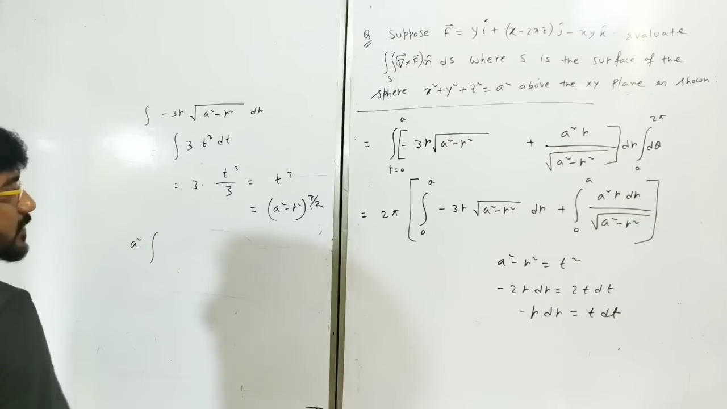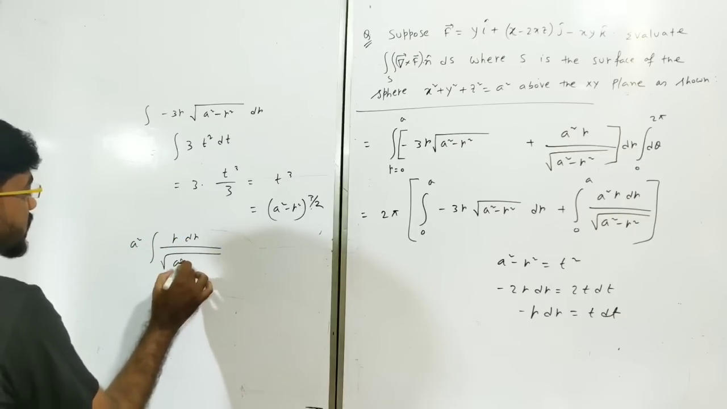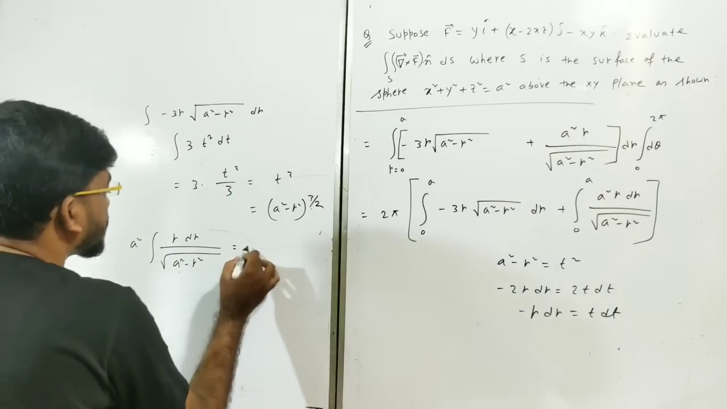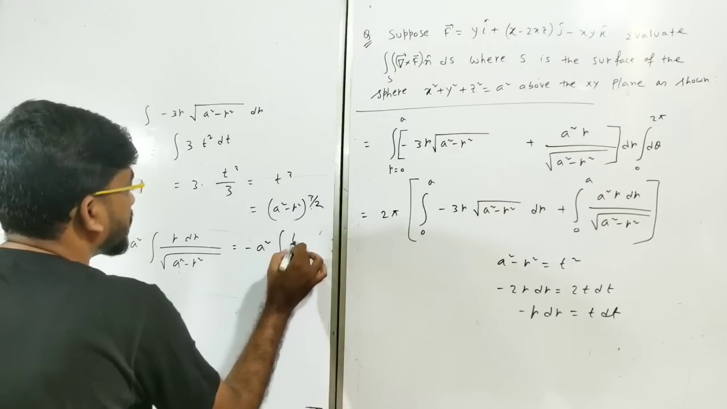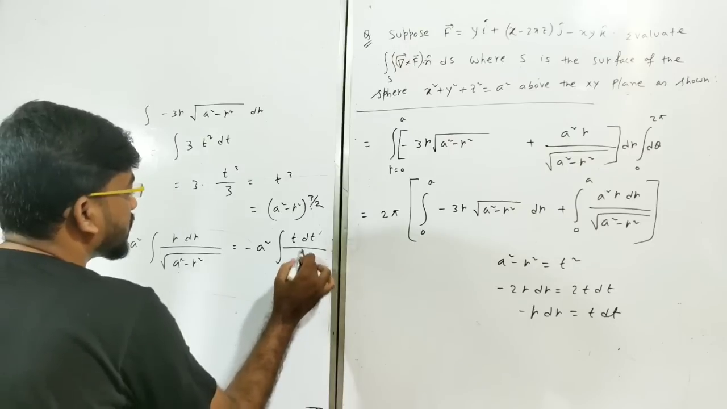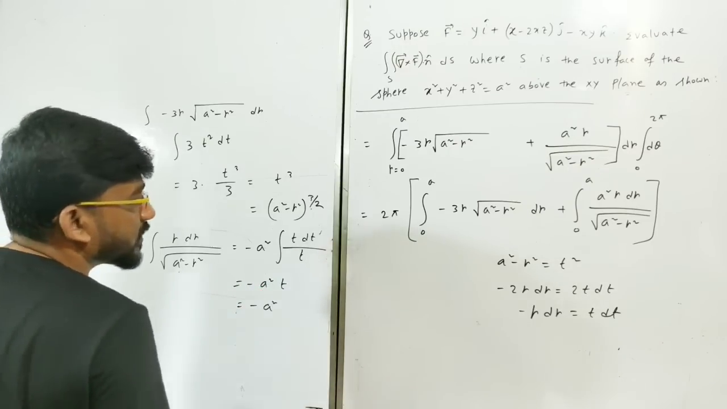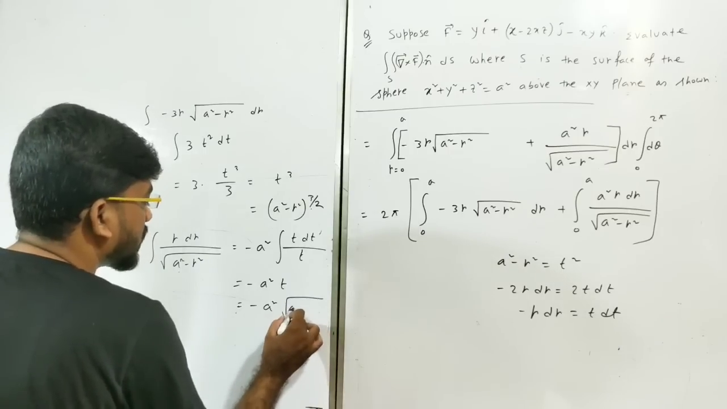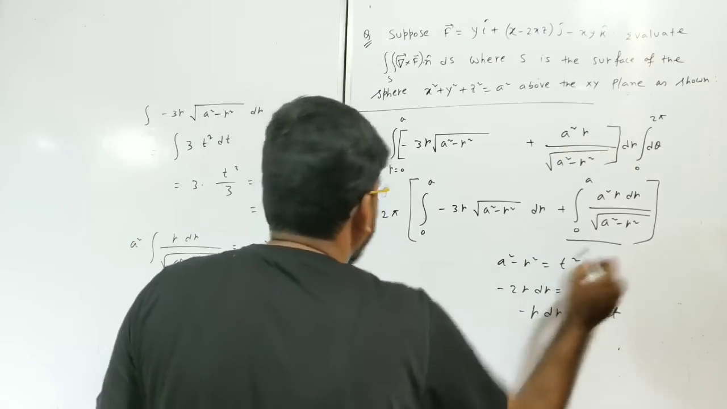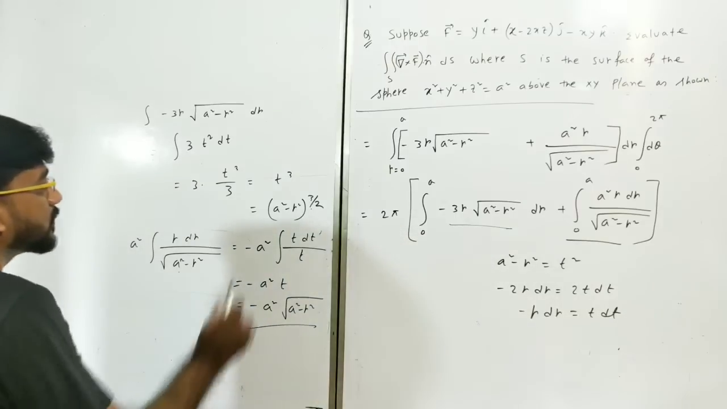And the second part is this. For this integration, a square we can take outside, so it will be r dr divided by root a square minus r square, and you can find that r dr means minus t dt. So it will be minus a square into integration t dt divided by t, so t will be cancelled out, and that will be minus a square times integration of dt, so instead of t we can write it as minus a square root a square minus r square.